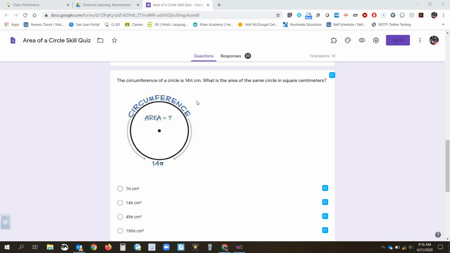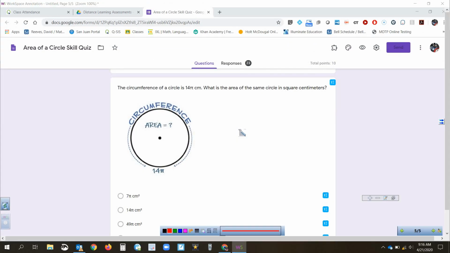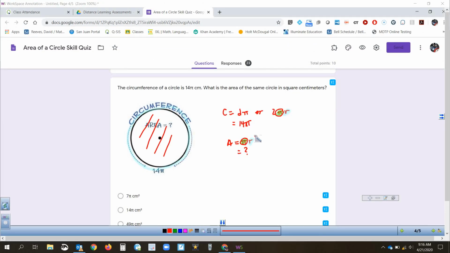But pi is an irrational number that goes on forever. So both of these have pi and both of these have the radius. So the question is, what is the radius of this circle that has a circumference of 14 pi? Again, I don't want to do this exact problem because I don't want to give you the answer, but I'm going to change this 14 pi, and I'm going to pretend for a minute that it were 20 pi.